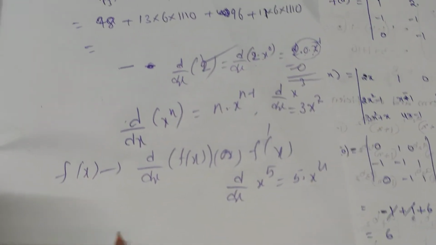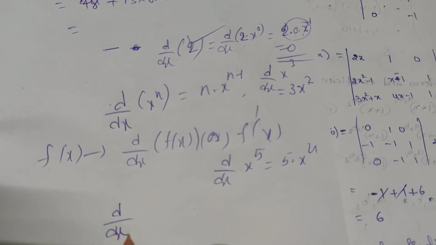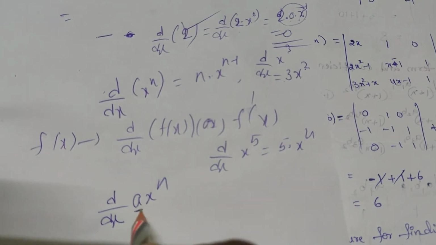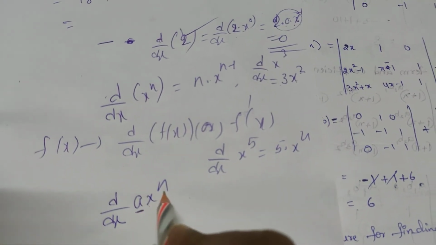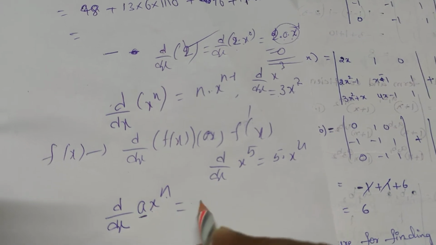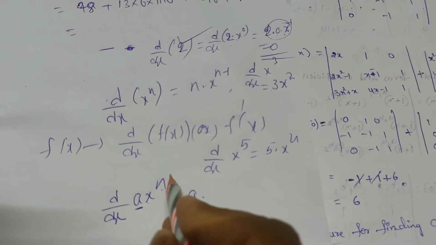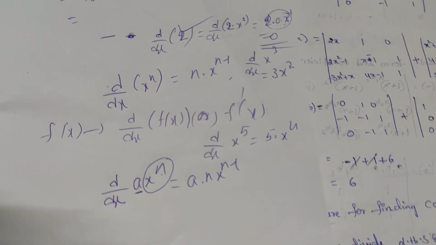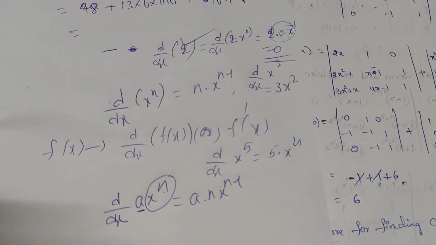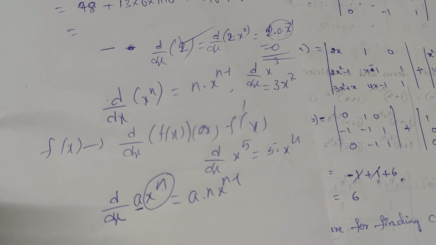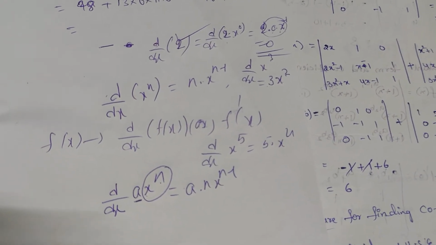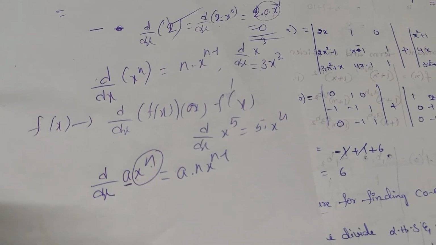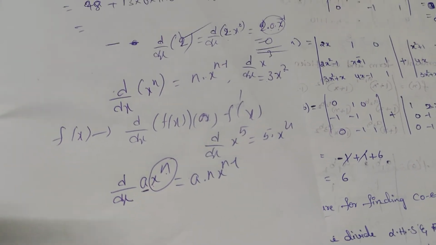One more formula to remember: d by dx of a into x power n. Here multiplication is there, and a is a constant, so write a as it is and take the derivative of x power n, which is n into x power n minus 1. Just remember these formulas to complete some problems of determinants. After completing derivatives, you can do more types of problems based on derivatives in determinants.